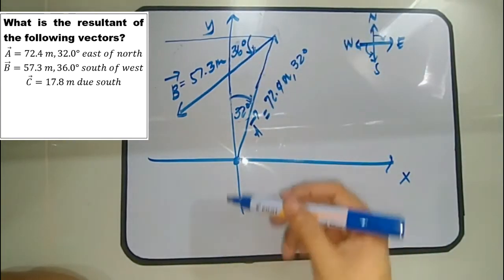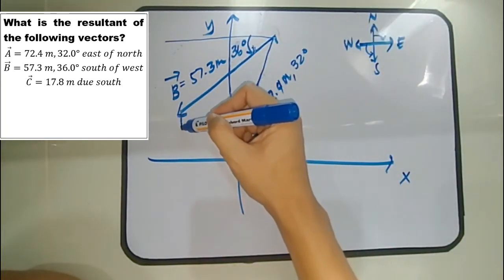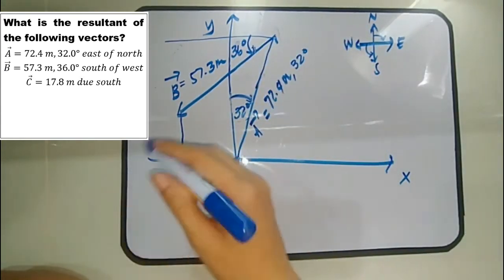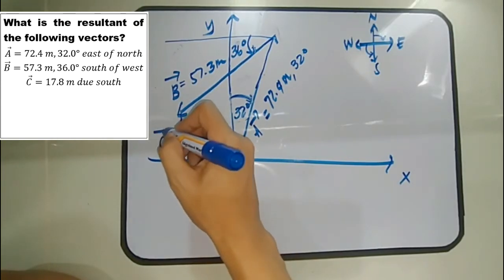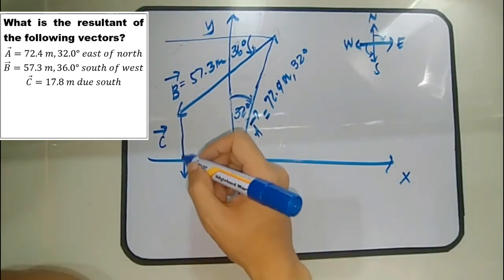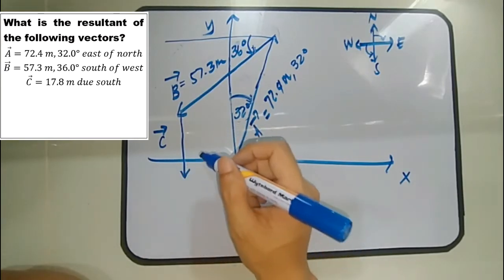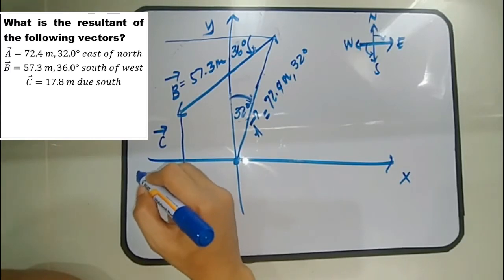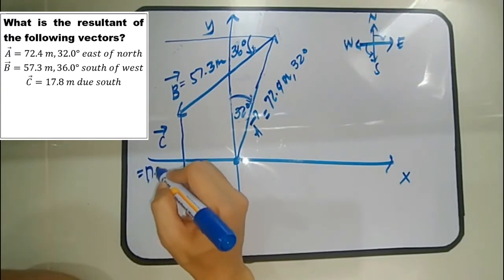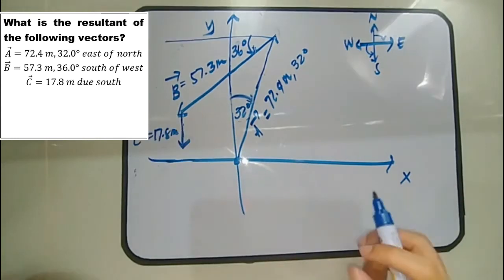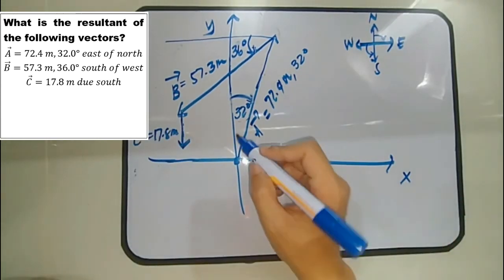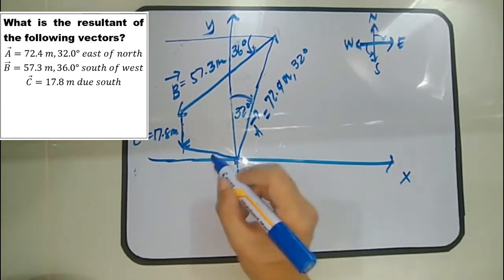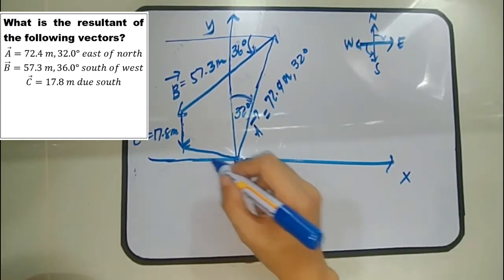Then, yung vector C natin is due south, meaning this is downward from the y-axis. So, parallel to guys. So, this is vector C. Vector C is 17.8 meters. Magnitude, direction niya is due south. So, downward. So, this is 17.8 meters. So, ang hinahanap natin dito guys is the resultant. So, that is from initial to your end position. So, this is what we are going to find here.